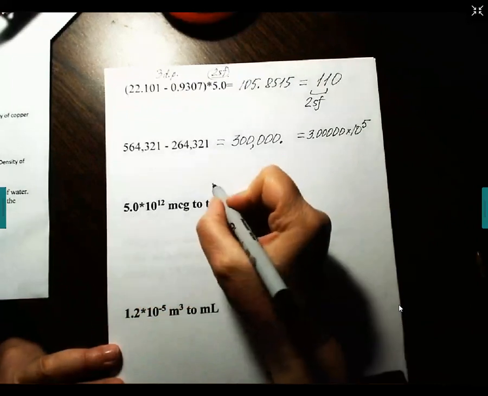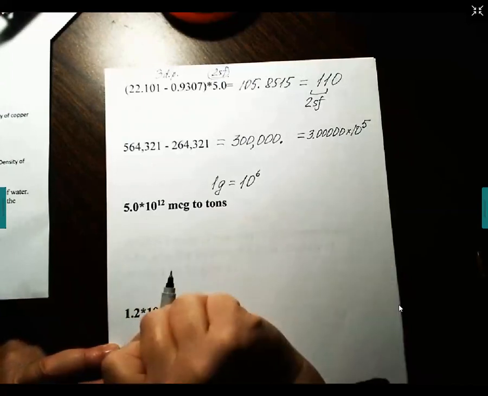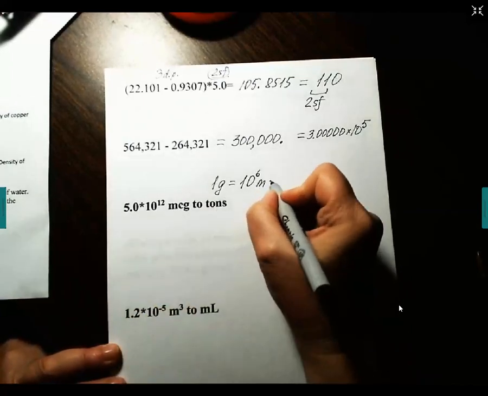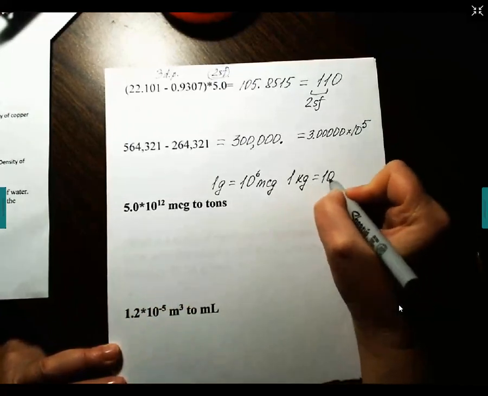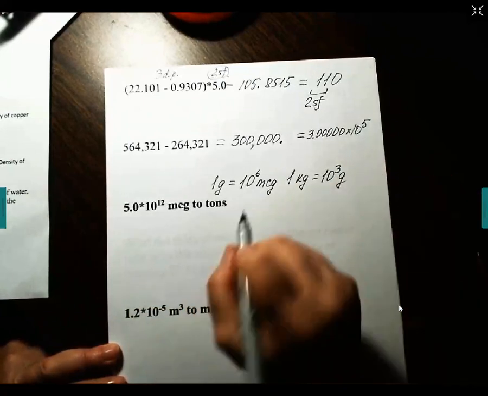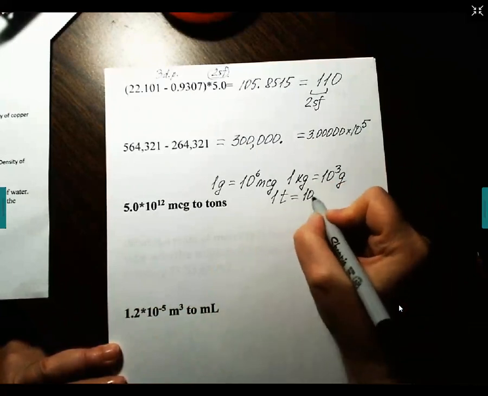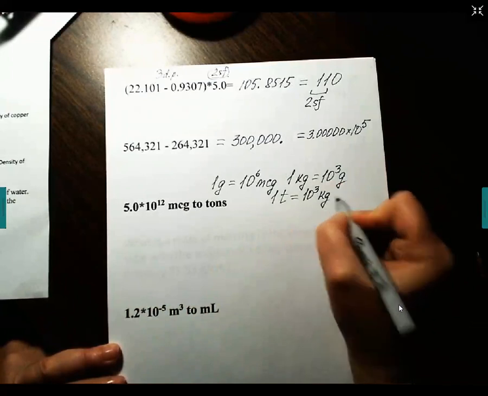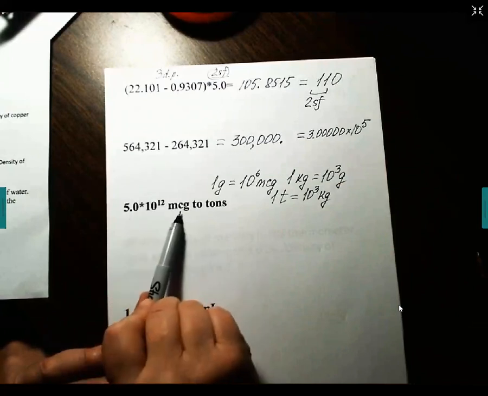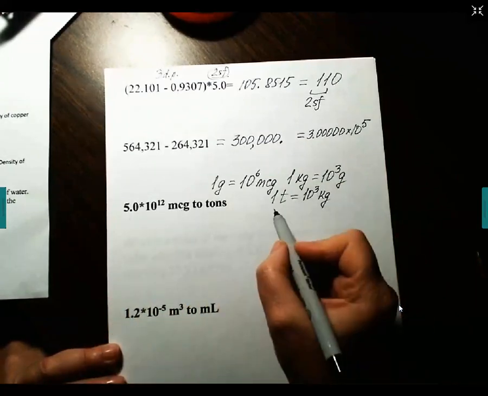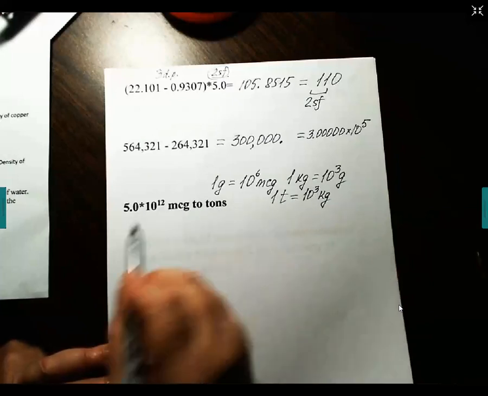What do we know? We know that 1 gram is prefix micro, 10 to the power of 6 micrograms. Then we know that 1 kilogram is 10 to the power of 3 grams. We know that 1 ton is 10 to the power of 3 kilograms. So using these 3 conversion factors, we can start with our initial unit, what is given, and we should go all the way to our required unit, which is tons.